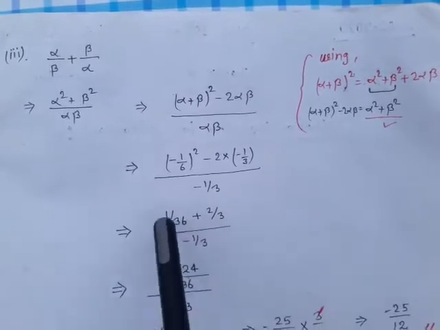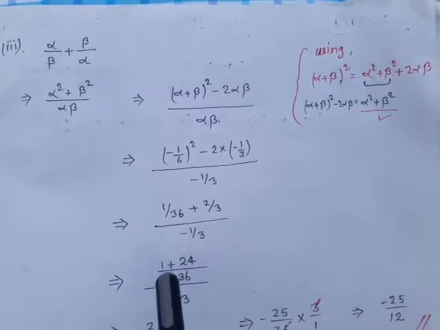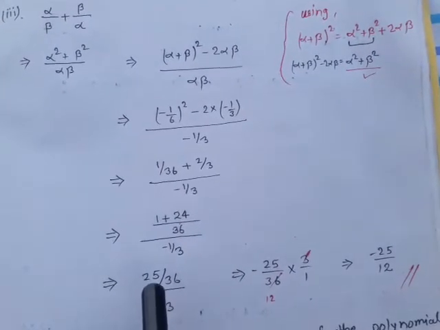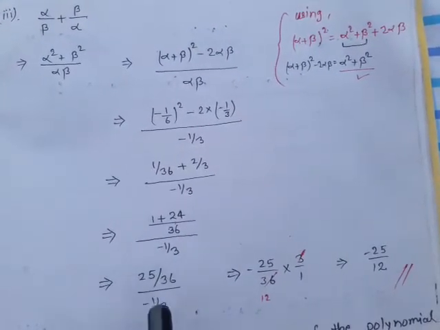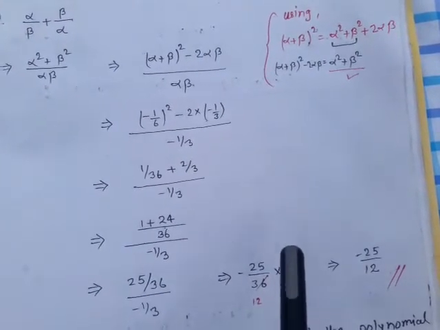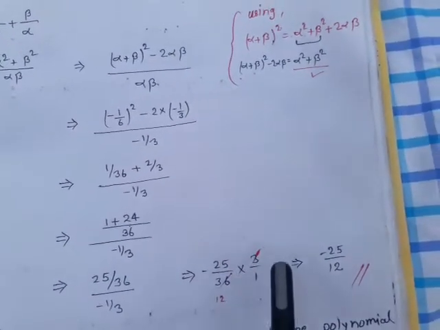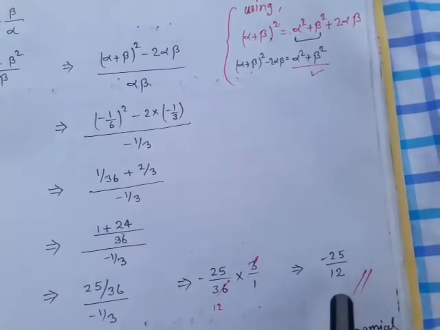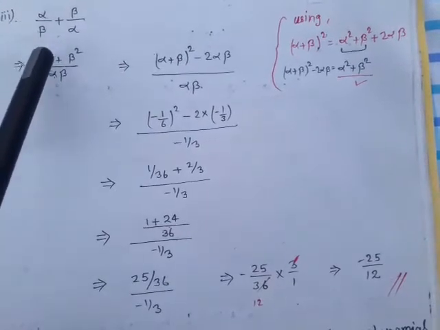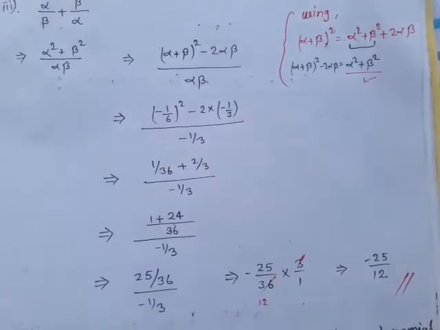In the numerator, solving, we get 1 plus 24 upon 36, upon minus 1 by 3. Solving this, in the numerator 25 upon 36, upon minus 1 by 3. This gives minus 25 upon 36 into 3 by 1. We simplify and get minus 25 by 12. And this is the value of alpha upon beta plus beta upon alpha.